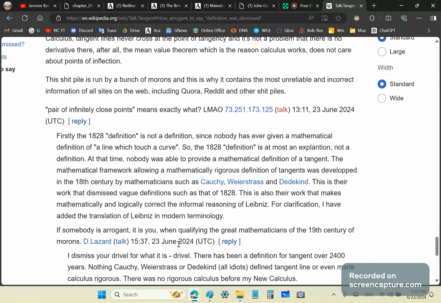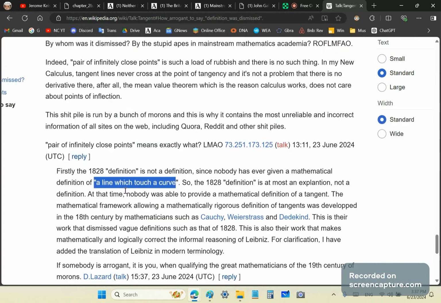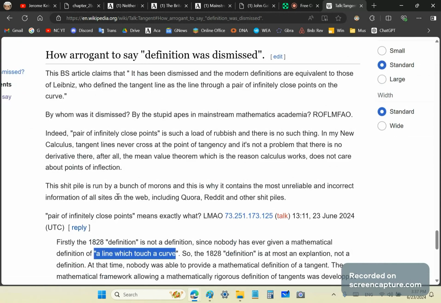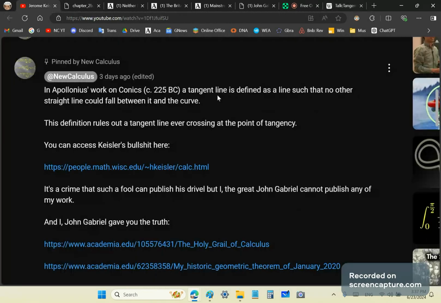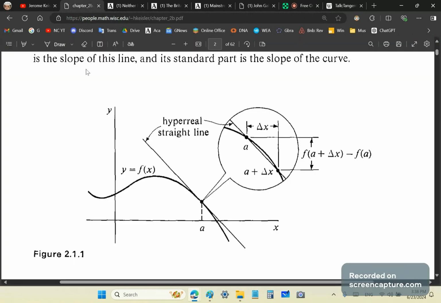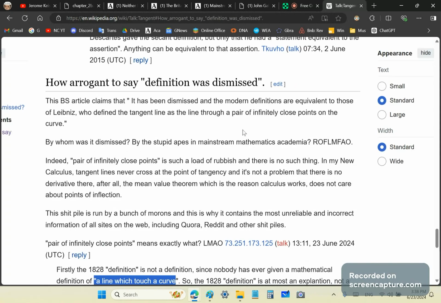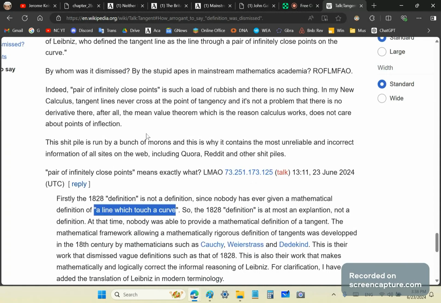And so this D. Lazard comes and posts a comment here saying it's not a definition. Of course it is a definition. He says, because no one has ever given a mathematical definition of a line which touches a curve. Well, Apollonius did. That was the definition of a line which touches a curve. Why do you think Apollonius said, a tangent line is defined as a line such that no other straight line could fall? That is mathematical. Just because it's written in English, it's not mathematical. You mean you wanted it written in propositional logic and set theory? I dismiss your position. So don't you dare say that it hasn't been.